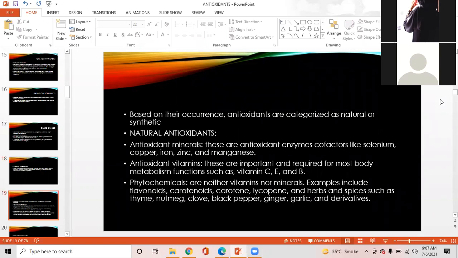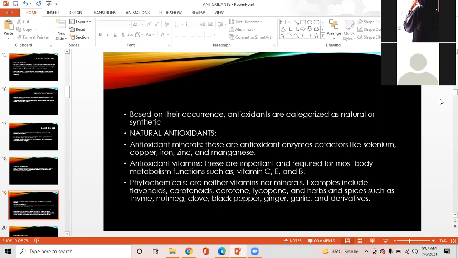Based on their occurrence, antioxidants can be categorized as natural or synthetic. Natural antioxidants: antioxidant minerals. These are the antioxidant enzyme cofactors like selenium, copper, iron, zinc, and manganese. Antioxidant vitamins are important and required for most body metabolism, like vitamin C, E, and B.